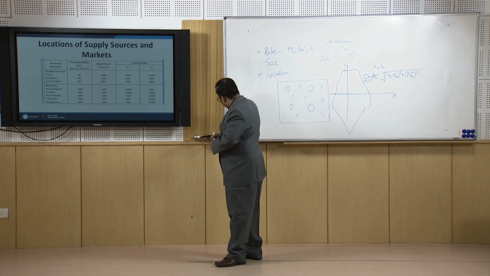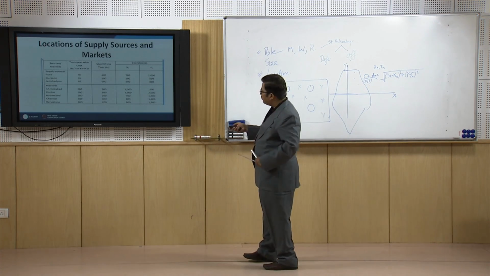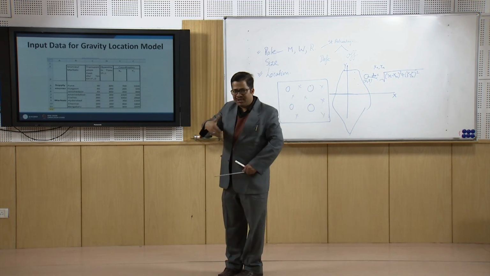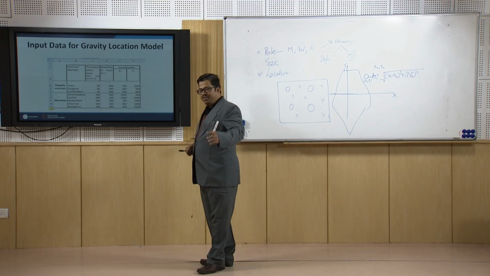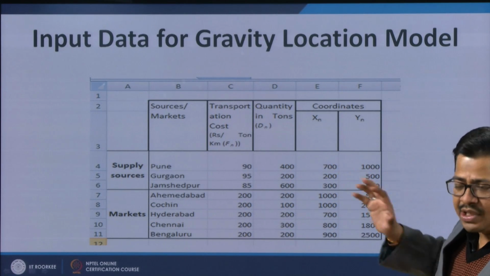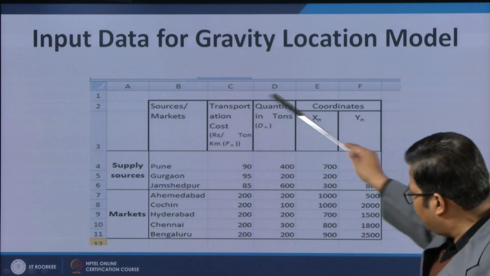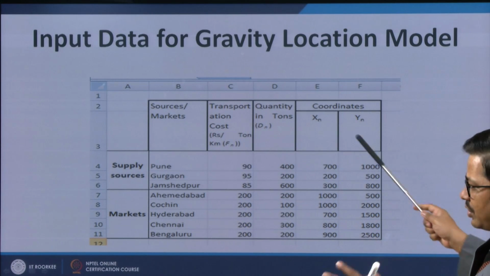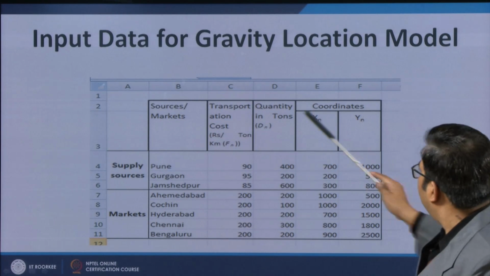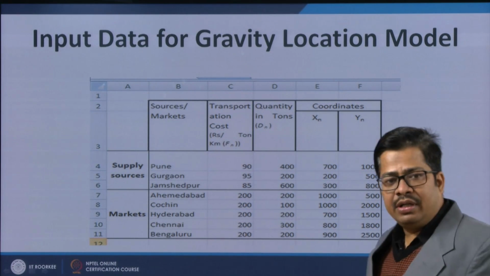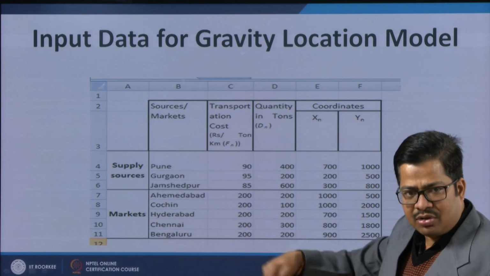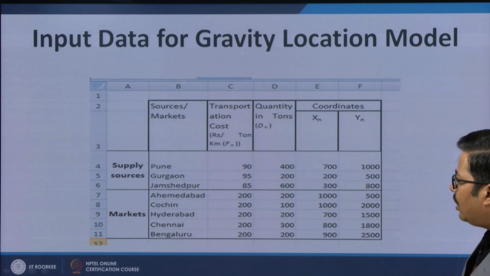Now we will go to the calculation, the model which we just discussed. This is how you can also start using Excel on your computers, and this is how we will develop the input data for our gravity location model. You can use almost the same table. This is the portion of the spreadsheet which I would like to show you, from column B to column F. This is how you will input the data. These are the supply sources, these are the markets. Please try simultaneously with me.